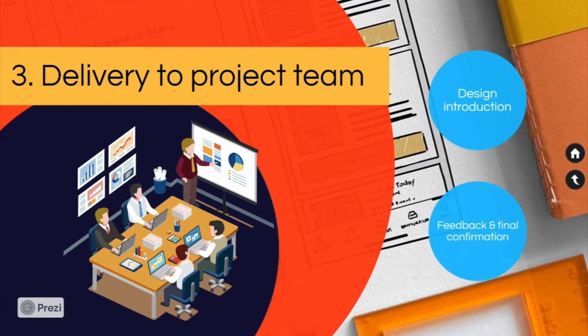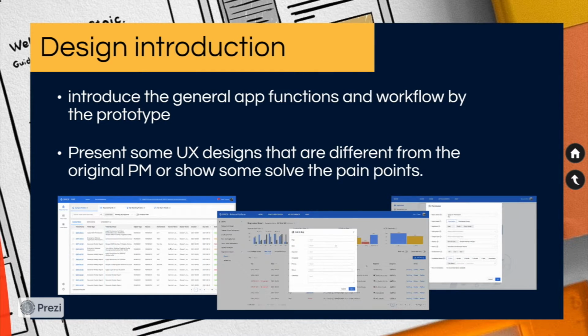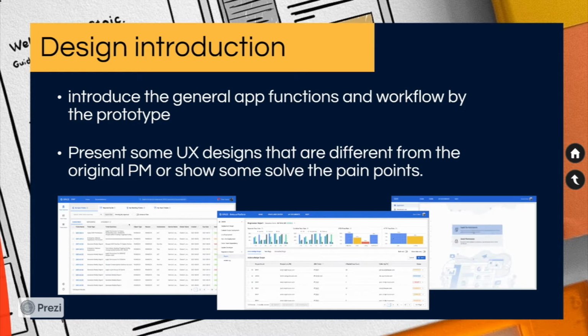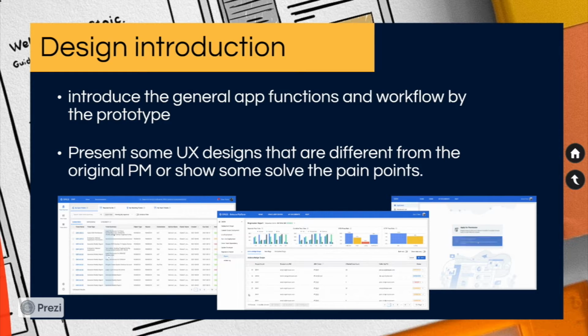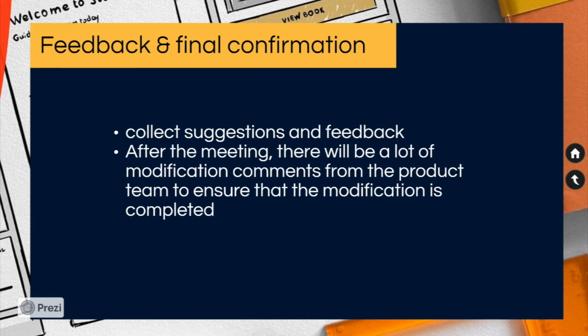After the design is completed, it's necessary to introduce the latest design to the product team. We will use the prototype to introduce the general application function and the workflow, and present some UX design that is a little bit different from the original PM idea, or show some solutions to the pain points. Then the PM will collect the suggestions and give us feedback.